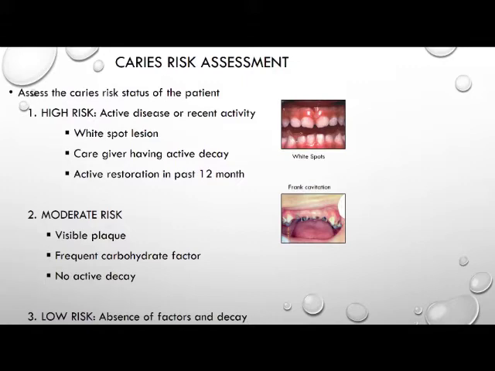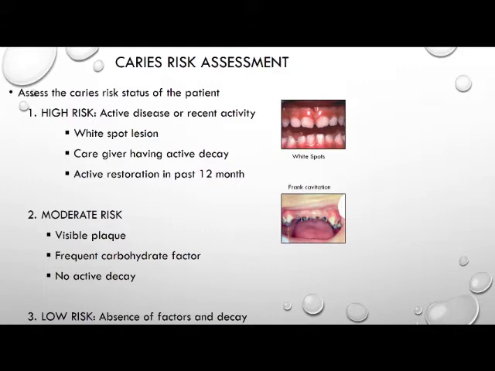And how are you going to assess this? First and foremost, if you see any signs of active disease or recent activity, like a white spot lesion or caregiver having active decay, or if you see a patient having an active restoration in the past 12 months, those are automatic high risk categories.